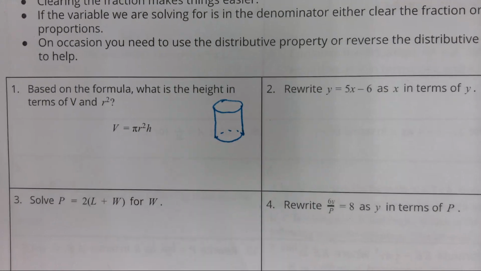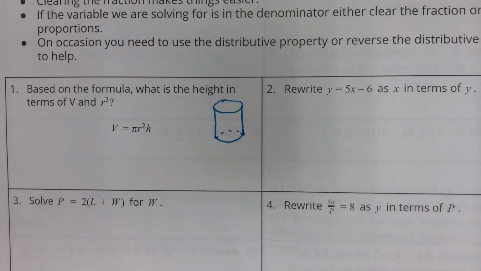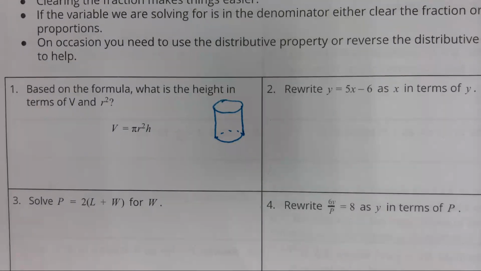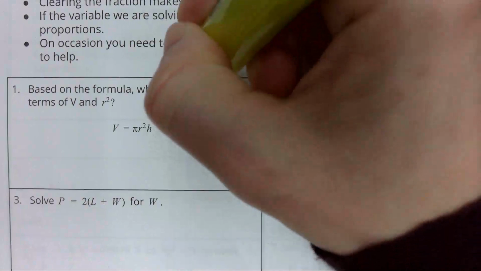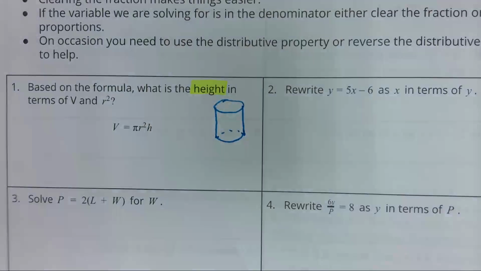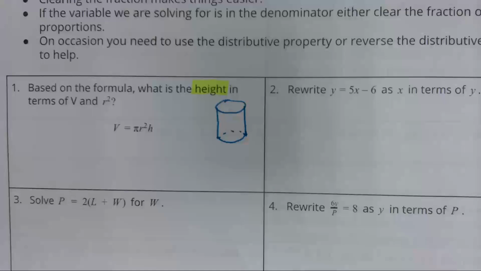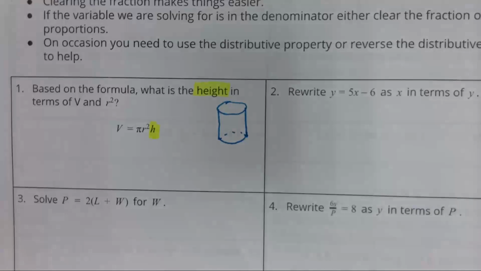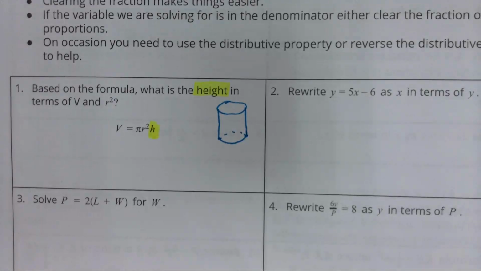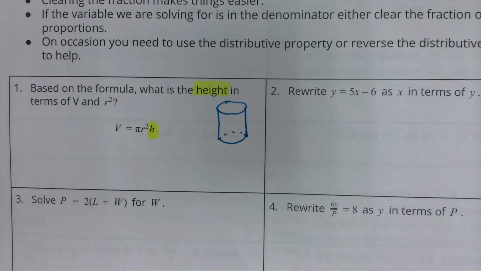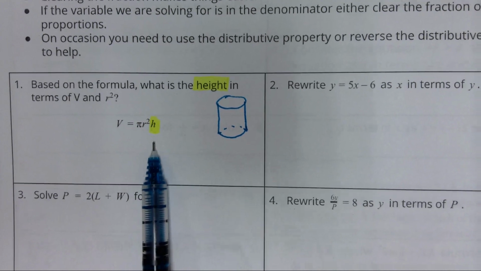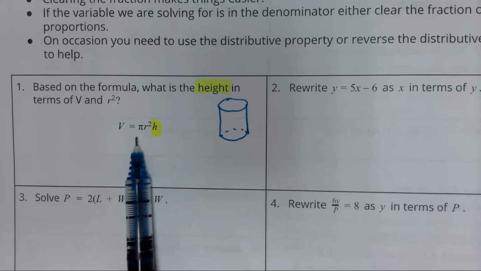Here's my question. Based on the formula, what is the height? I'm going to highlight the word height in terms of v and r squared. All that means is, would you get the h alone on that side? That's all we're doing. I want h alone on this side. So I have pi times r squared times h.